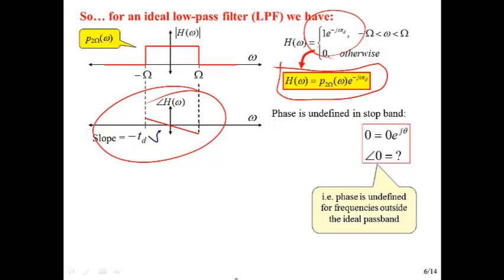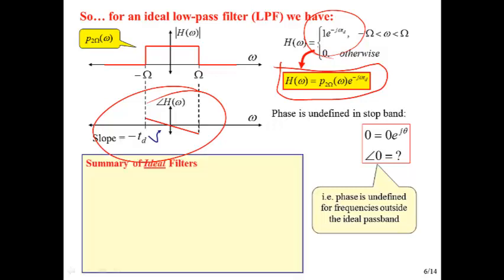Now the phase outside of the passband, ideally since it's zero, it doesn't really matter. I mean, what is the angle of zero? What is the angle of a point? It's not pointing in any direction, so it doesn't have any angle. Ideally, we would leave it undefined. We'll see later that in real-world cases, we will have some phases outside of the passband.